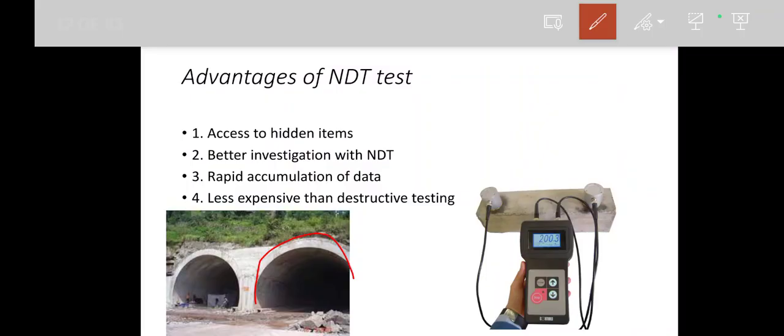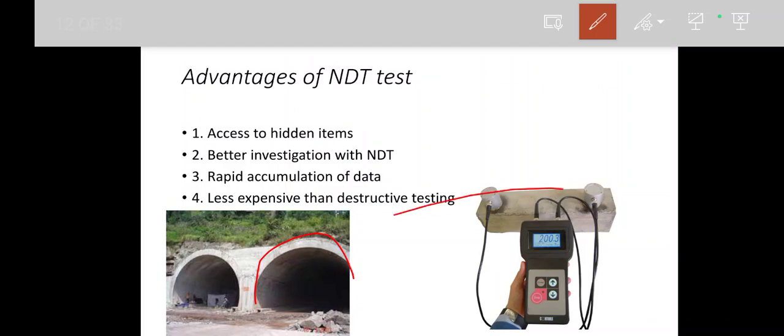So I can do n number of tests, there is no restriction in that. Suppose you make cubes along with the cast concrete, there is a restriction of 3 or 6 numbers. At any time if I want to know the strength, I can go for this NDT. And also it is less expensive. When compared to destructive tests, where we have to purchase a UTM or a core driller, nowadays a rebound hammer costs around 40,000, which is less and affordable, and we can get rapid accumulation of data.